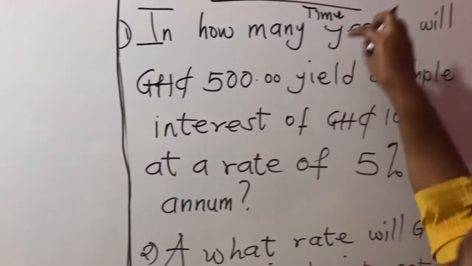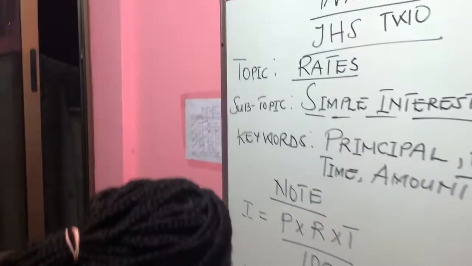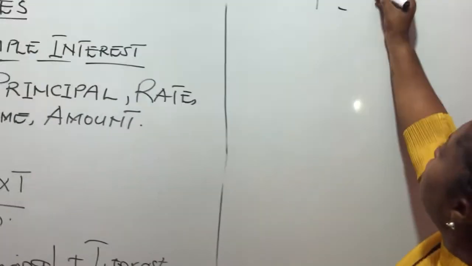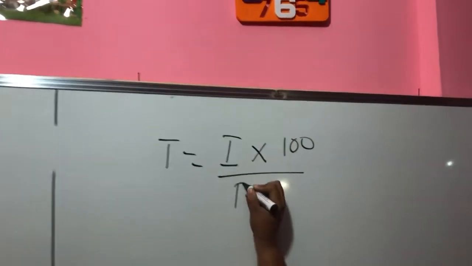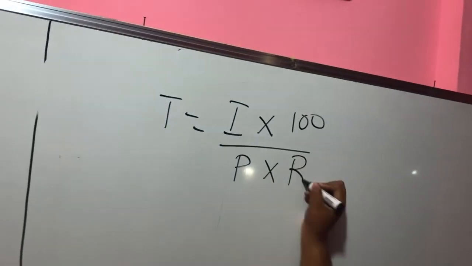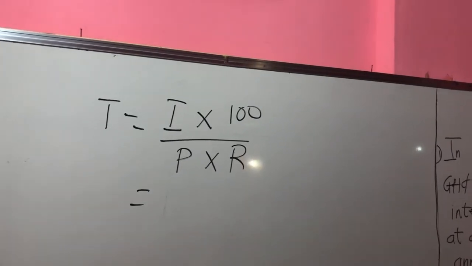So what are we making the subject of the equation? Time. So I've already done it here, so I'm just going to copy it here. So I have time is equal to interest times 100 all over principal times rate. Okay.